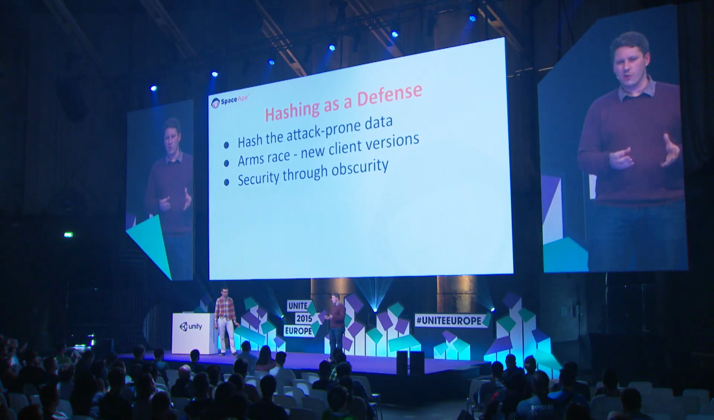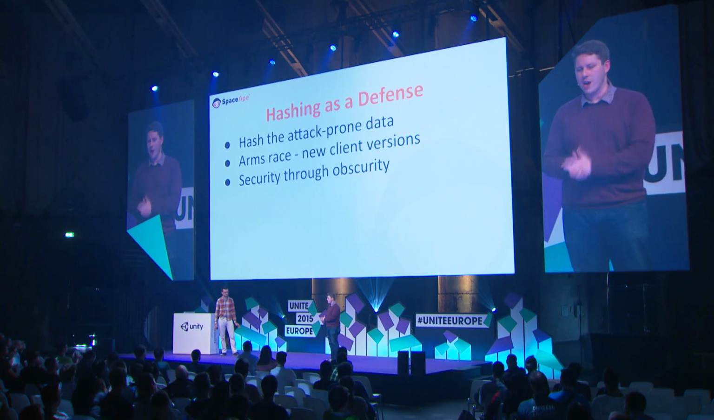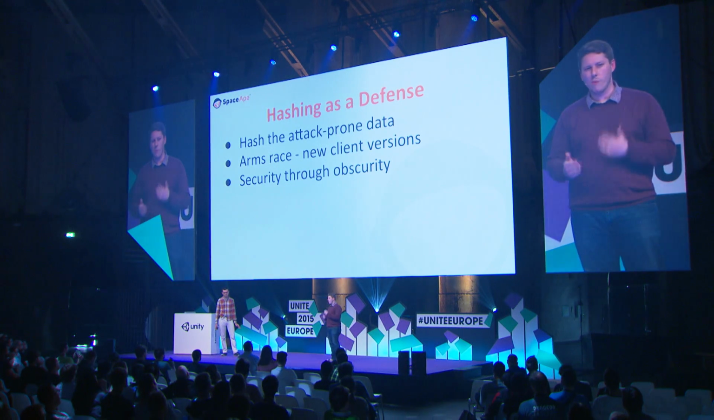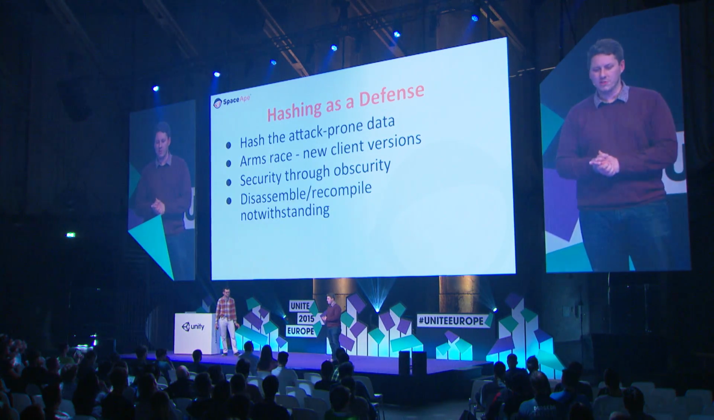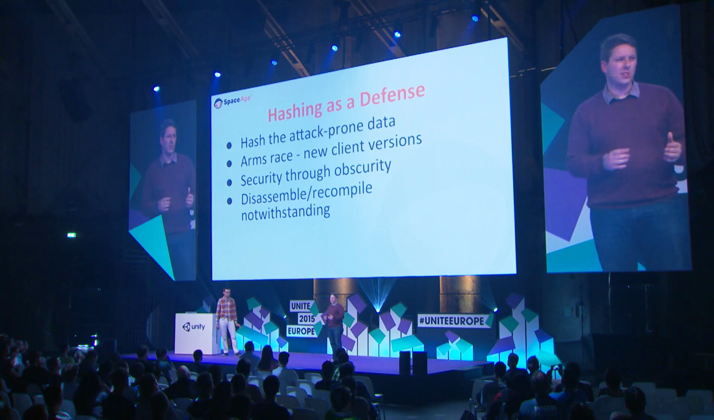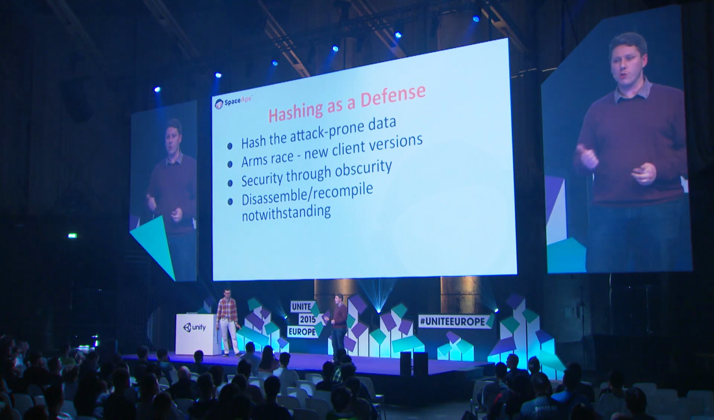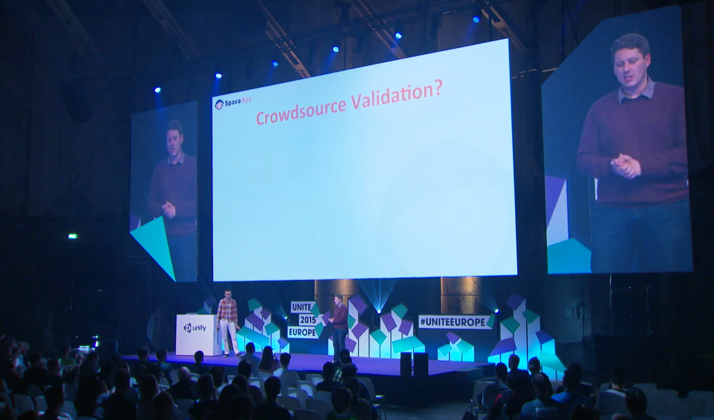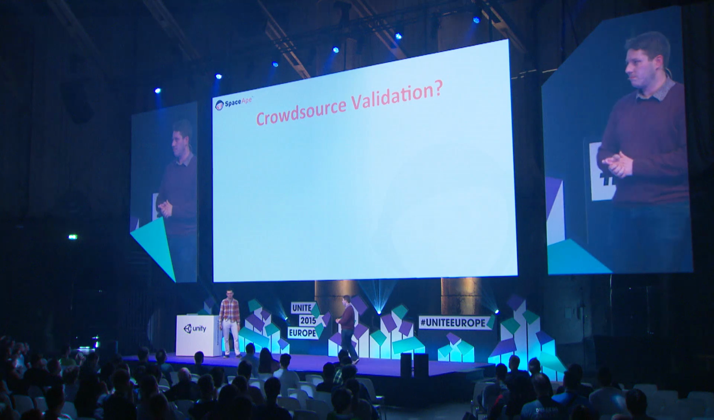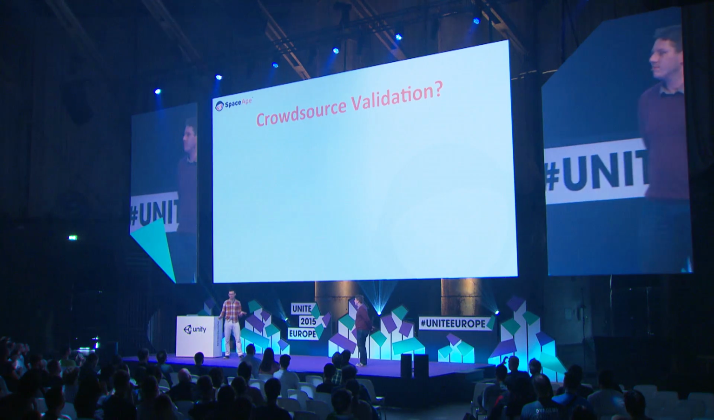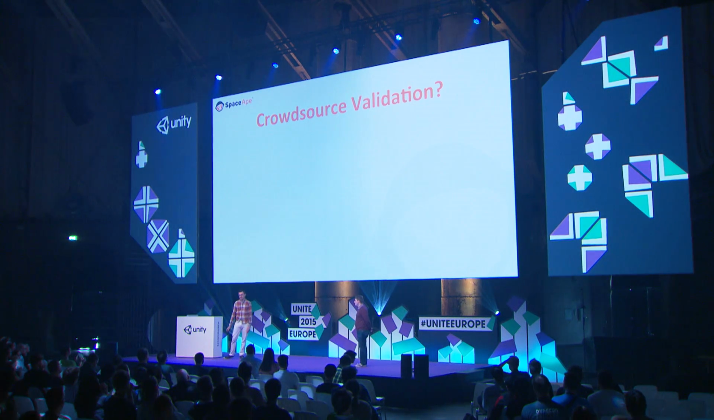It's really just security through obscurity. They don't know what we're hashing. They don't know how we're doing it. They don't know when we're communicating it backwards and forwards. And it does nothing to protect you against even more advanced forms of hacking, say like disassembling your code, rebuilding it with modifications. So we still do get some hackers slipping through the net, or with this system we did.